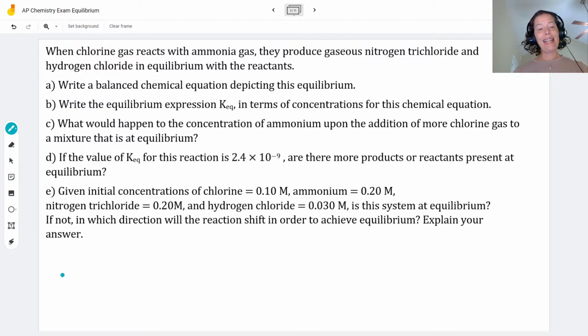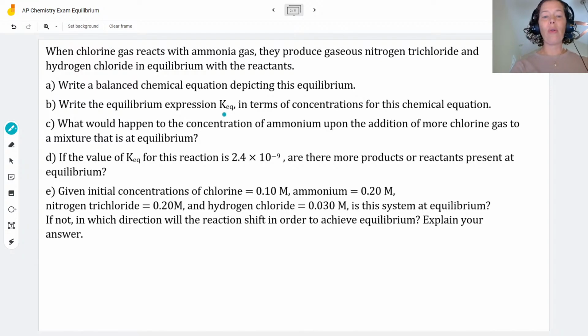All right, these tend to be long, obviously, but I'm just going to read through it first. When chlorine gas reacts with ammonia gas, they produce gaseous nitrogen chloride and hydrogen chloride in equilibrium with the reactants. So part A, we're writing a balanced chemical equation depicting this equilibrium. Part B, we're going to write the equilibrium expression. This is a Keq in terms of concentrations for this chemical equation.